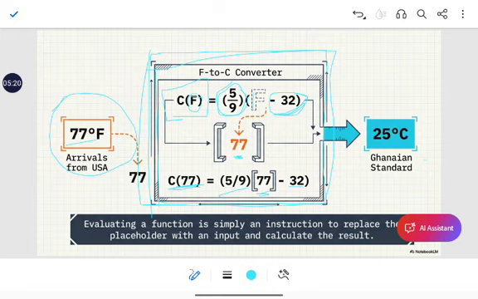So evaluating a function is simply an instruction to replace the placeholder. This is the placeholder, with an input and calculate the results. All right, let's move on.